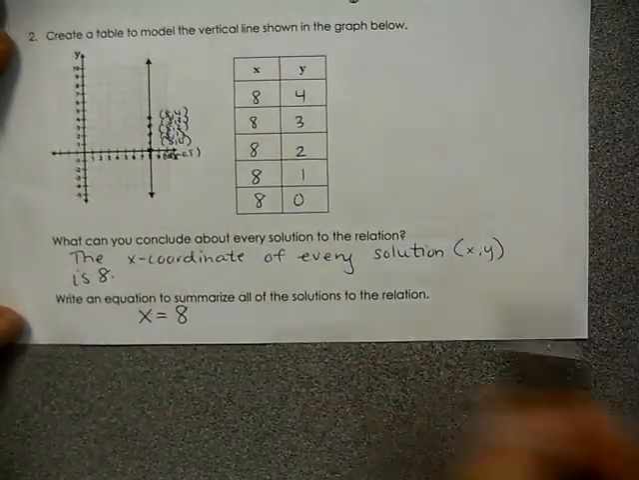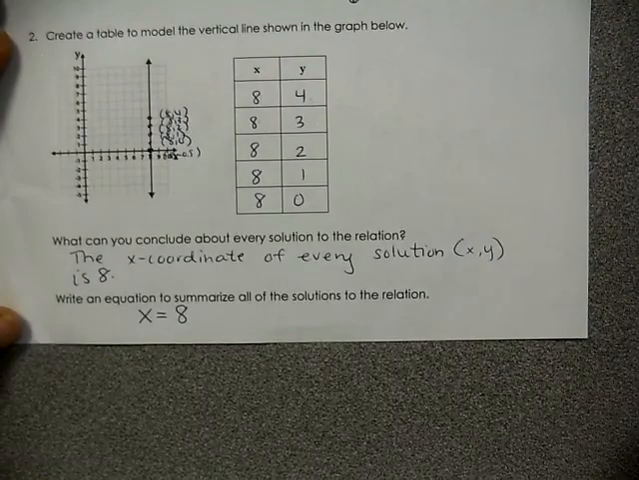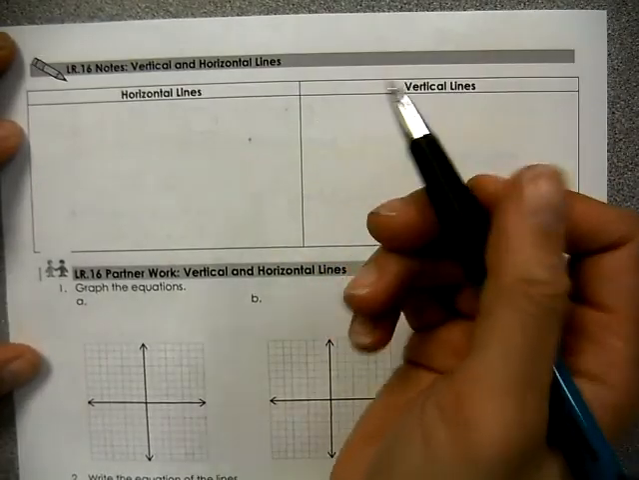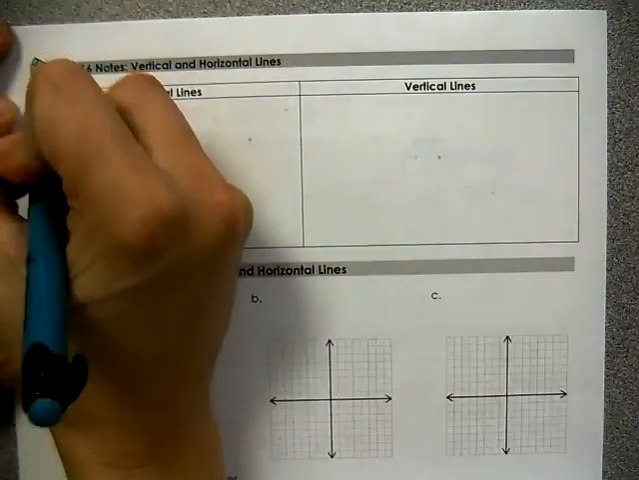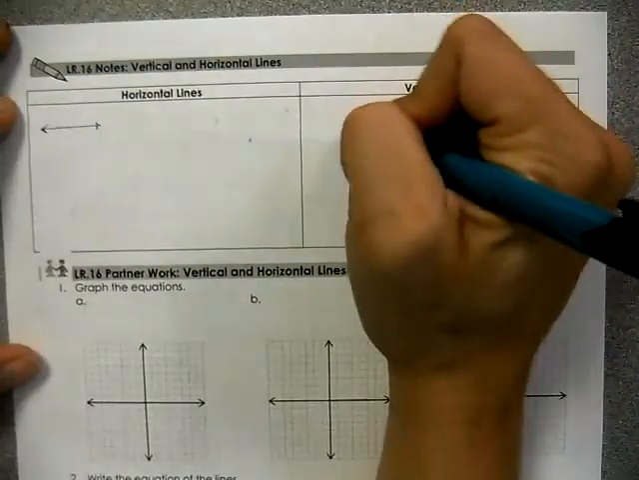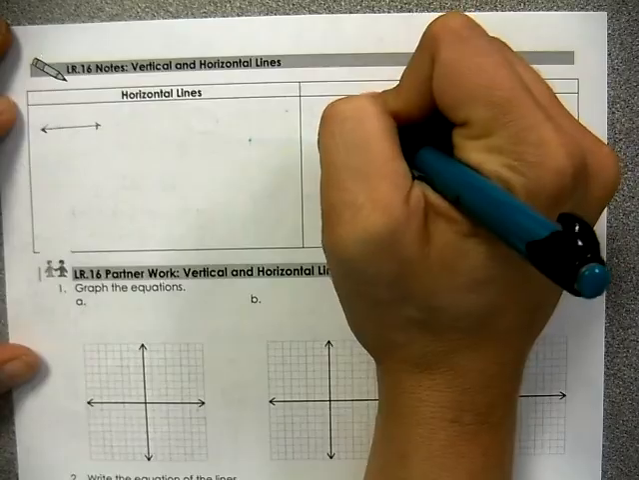And we're going to use this idea now to start working with horizontal and vertical lines. So let's flip to the back. I want to summarize horizontal and vertical lines for us. If we think about horizontal lines, we know that the graph will look like that. Whereas vertical lines, the graph looks like this.